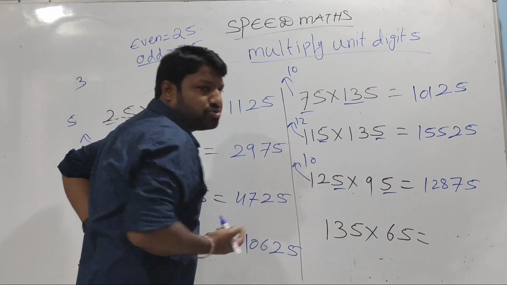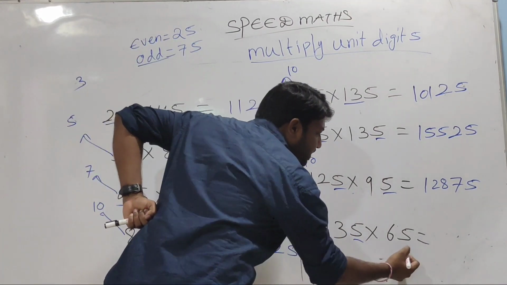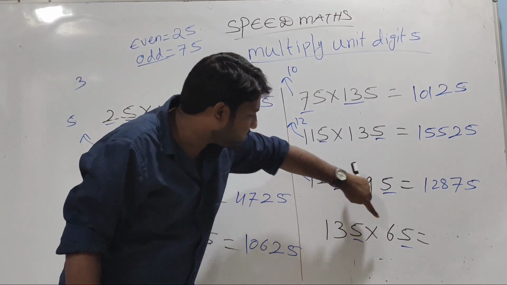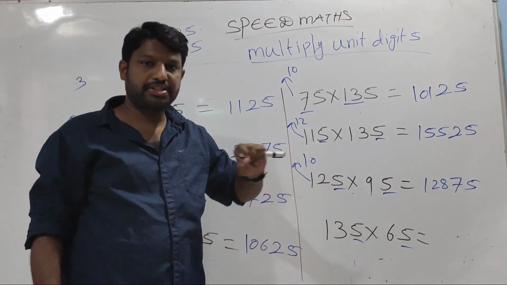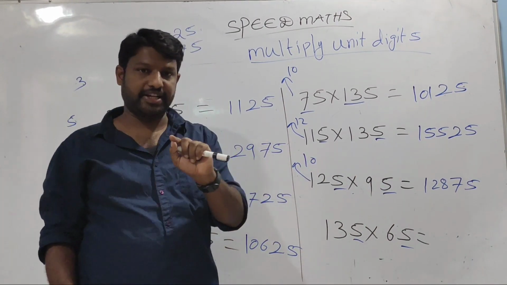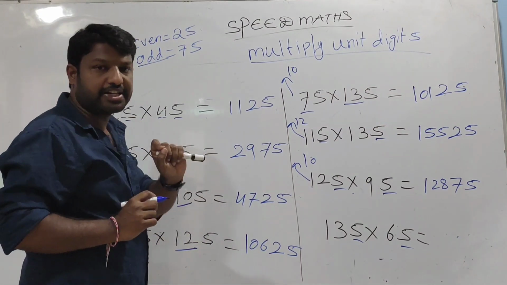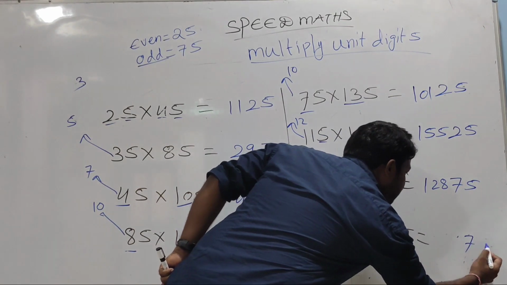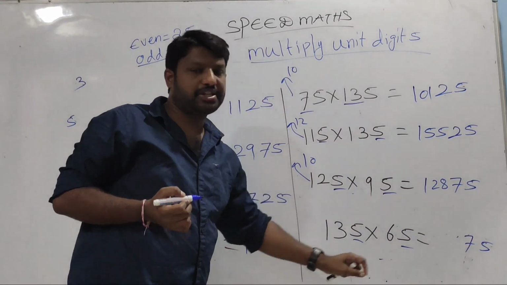Now 135 into 65. Here also the last digit is 5, and here also 5. So my first step is to add these two numbers, 13 and 6. 13 plus 6 is how much? 19. 19 is an odd number, and if it is odd, write 75. So I have written 75.